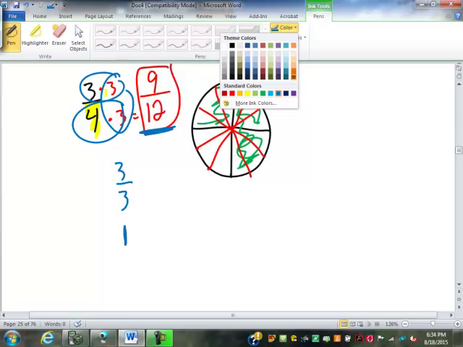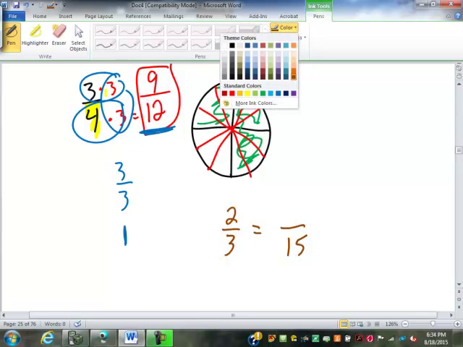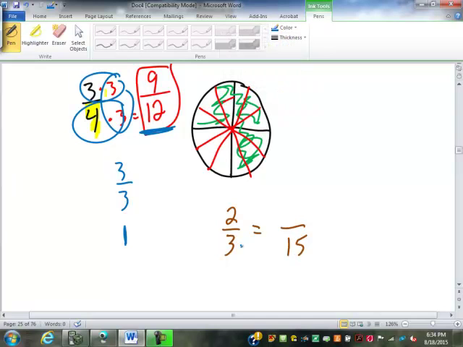Now, the first thing that's involved in that is knowing what we want the name, or what we want the denominator, to be. If I have 2/3 and I want it to become 15ths, we have to ask, what do we multiply 3 by to make it into a 15? 5. So we have to do the same to the numerator, to the 2. 2 times 5 is 10. So 10/15ths is equivalent to 2/3.